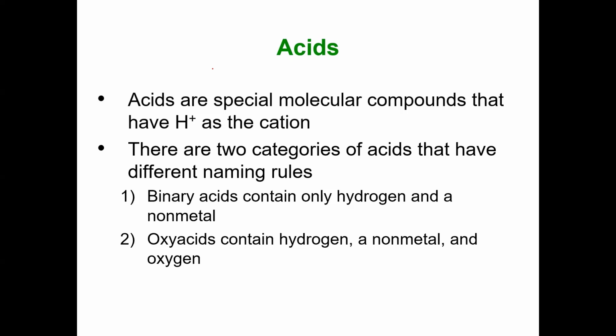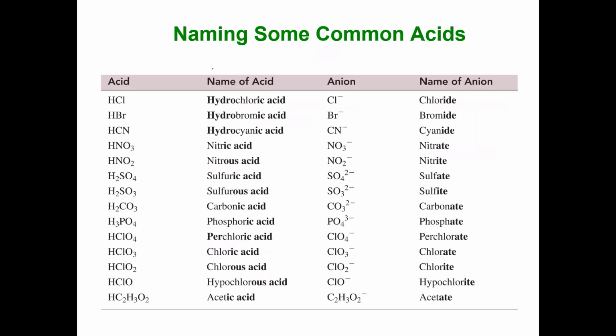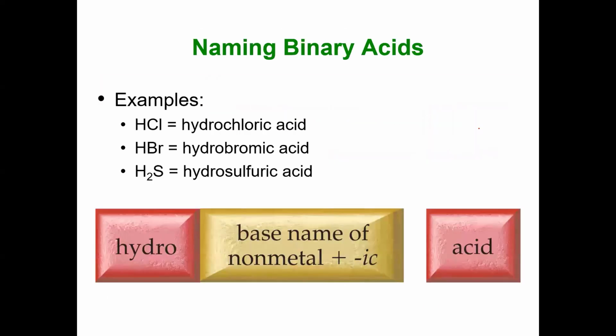So this video is going to focus on the binary acids, but here are quite a few different types, and it looks a little intimidating, but we're going to break down the rules. So again, I'm going to focus right now on the binary acids. And there are more than just these 2, right? So here are some examples. The binary acids: HCl, hydrochloric, HBr, hydrobromic acid, H2S, hydrosulfuric.